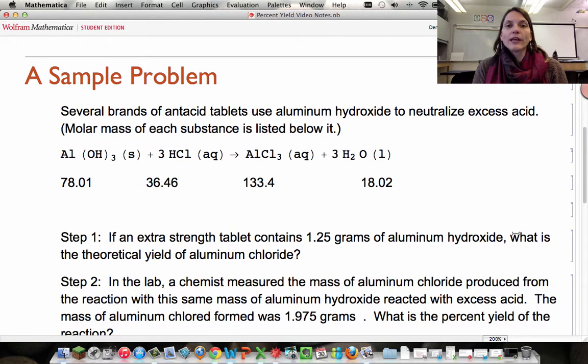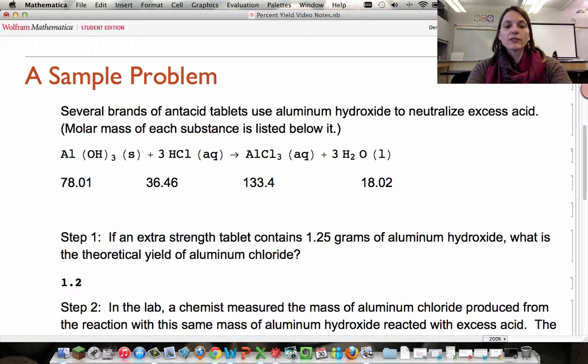Here's a chemical reaction where aluminum hydroxide reacts with hydrochloric acid. For the first one, we want to find out the theoretical yield of aluminum chloride if we react 1.25 grams of aluminum hydroxide. If we're looking for theoretical yield, that means use the stoichiometric relationship, set up the mole ratio problem, and calculate your answer. So we start with what's given in the problem.